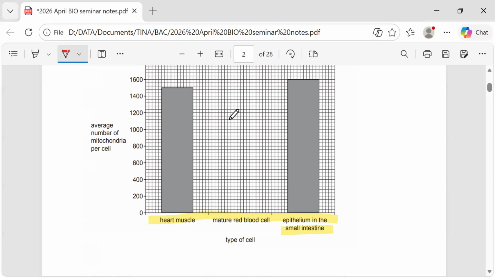Okay, mature red blood cell, no need. Why? Because the mature red blood cell needs more space for hemoglobin. It moves together with the blood, so it doesn't need active transport to move. The oxygen enters by diffusion. Epithelium, they need it for what? Active transport. Active transport requires energy. Like that gives you 6 marks.